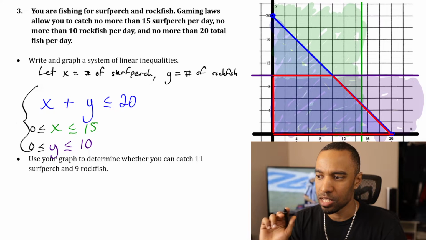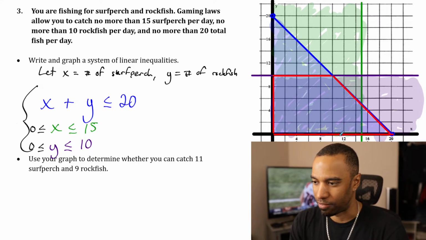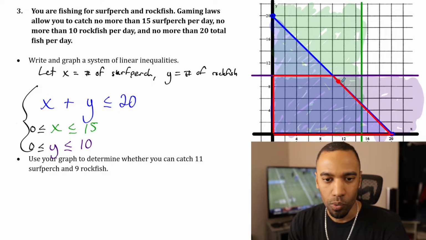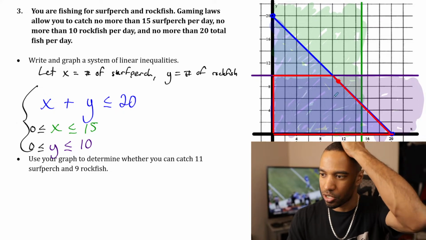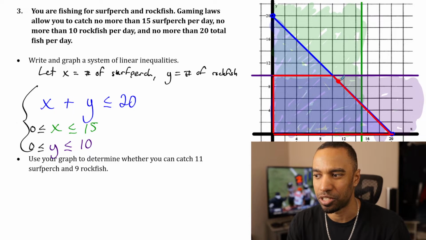No. Generally, it's better to use the graph because you're just looking at a shaded region. The only problem with the graph is the scaling. These go up by 2s. So 9 is right here. Oh, 11 for surf perch is right here. And 9 for rockfish, that's right on here. So there are two problems with the graph right here. Number one, we're in between our little integer scaling increments right here. So are we right on the line or is it actually above?